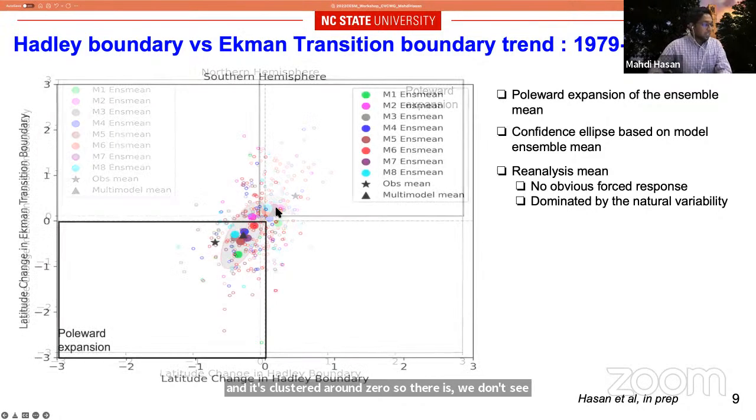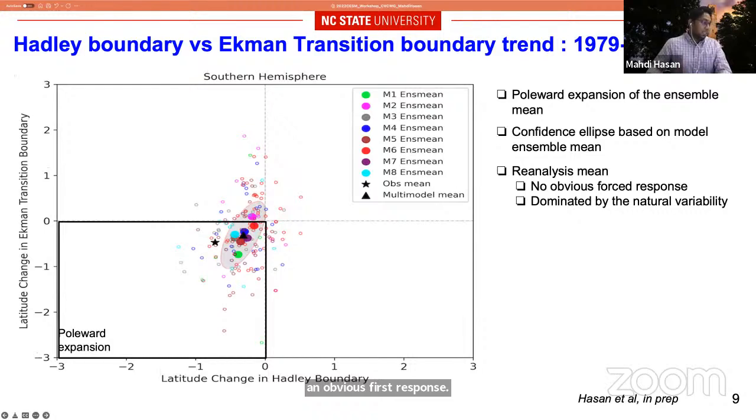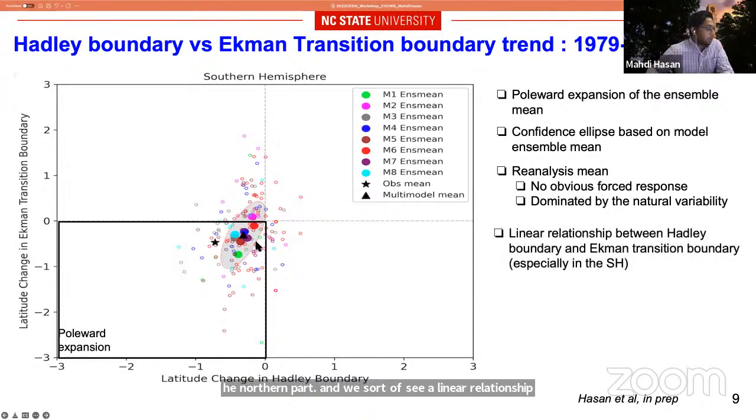Similarly, if we look at the southern hemisphere, we see that the change in the boundary is larger than the northern part. And we see a linear relationship between the Hadley boundary and Ekman transition boundary. For the southern hemisphere, this is the quadrant where both boundaries show a poleward expansion.